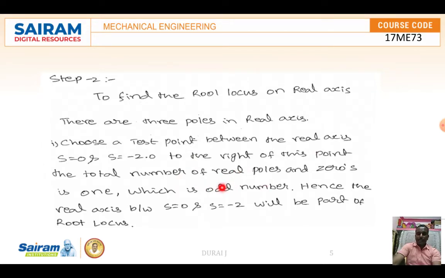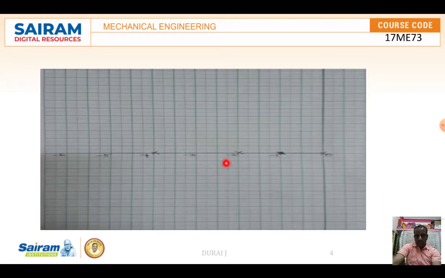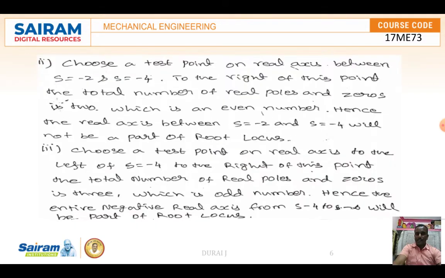Same thing we take next: minus 2 to minus 4. I keep my hand at minus 4. From here to the right there is one pole, another pole, so two poles are there. Two is an even number, so it is not part of the root locus. That is the second step I do over here.